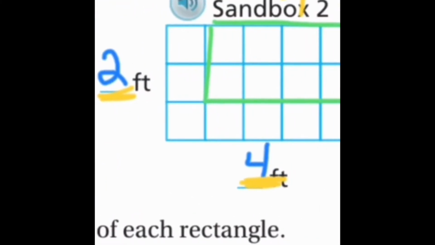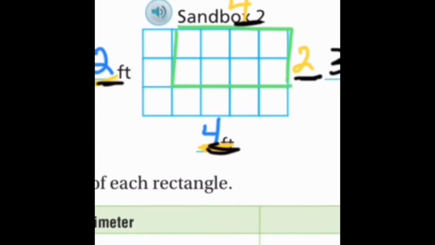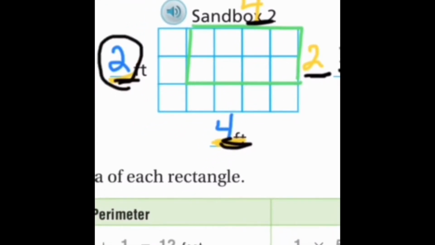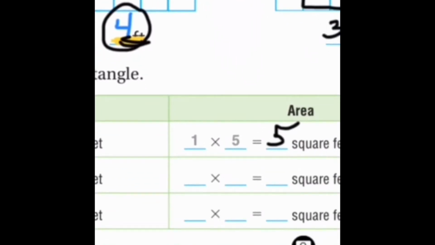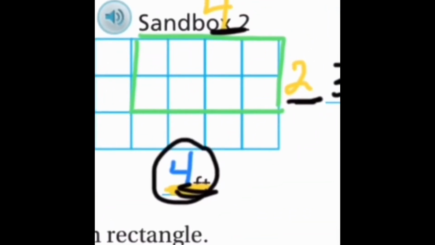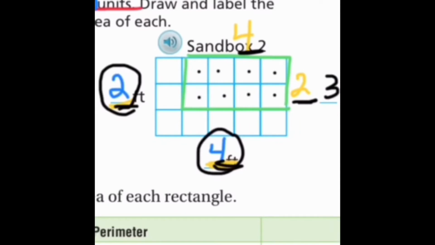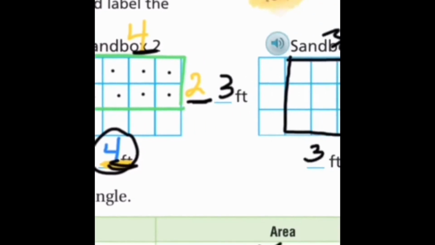Now let's take a look at sandbox 2. It has a perimeter of 12. All four sides add up to 12. 4 plus 2 is 6, 4 plus 2 is 6, 6 plus 6 is 12. Now we'll find the area. To do that, we multiply the two side lengths. 2 times 4 equals 8. And we can prove that. 1, 2, 3, 4, 5, 6, 7, 8. So that has a perimeter of 12 still, but it has a bigger area. It has 8. Let's look at the last sandbox.